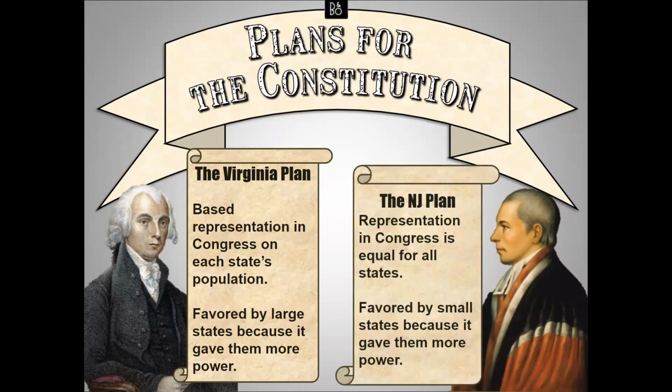And on the opposite side, you have the New Jersey plan, and representation in Congress should be equal for all states, favored by small states because it gave more power to the small states. So the New Jersey plan just pretty much says, doesn't matter how big the population is, how big the state is, all states hold the same and equal power. So here are the two different plans I'll be discussing for the Constitution.